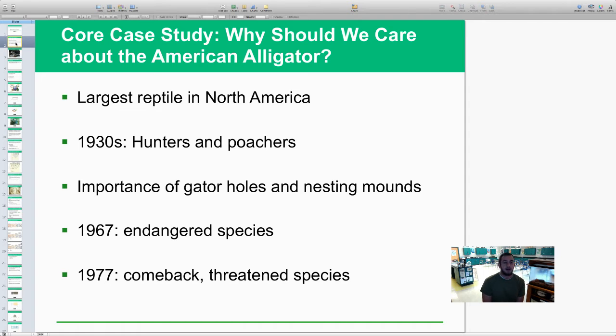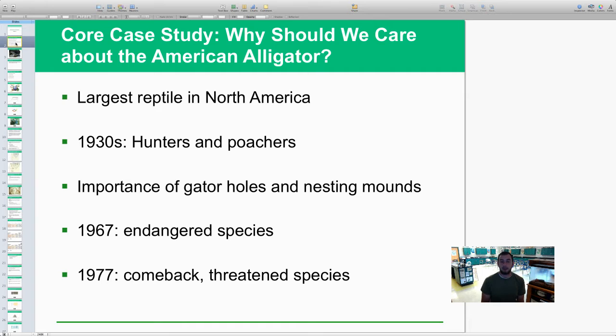In the 1930s, hunters and poachers were very active in killing the American alligator, mostly for its hide because it made great leather, great belts, great coats, all sorts of good things as far as fashion and apparel goes. We didn't realize the importance of the American alligator until later, and it is a keystone species, which means a lot of other organisms benefit from it being in the ecosystem.